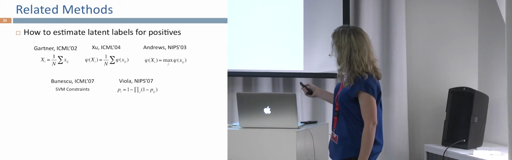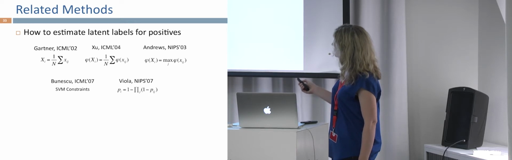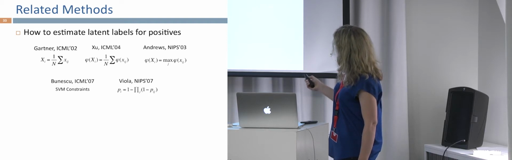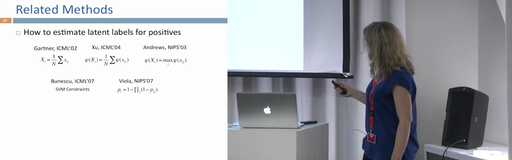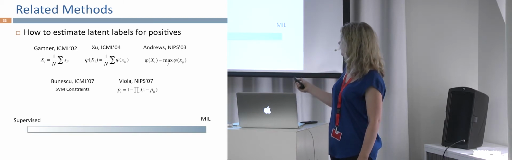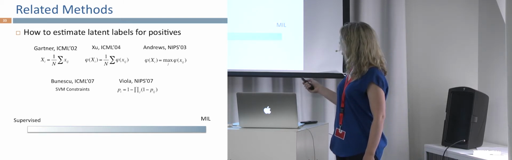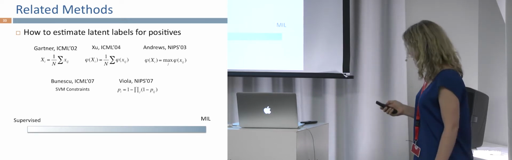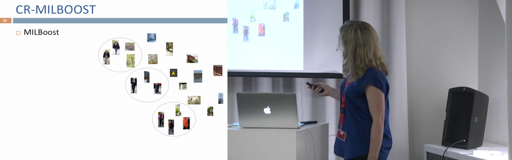There are other methods that, for example, this one will learn a classifier which is sort of the average classifier computed over all the instances in a positive bag, or take the maximum score over all the instances in a bag. In our work, we're going to be basing our work on this method from Viola in '07, which essentially assumes that there's at least one positive instance in a bag. So just to show you what I mean by that, this method is called MIL-boost, and it's using boosting.